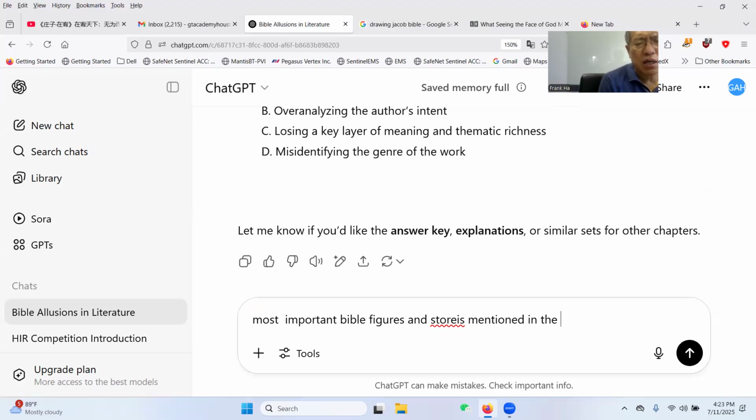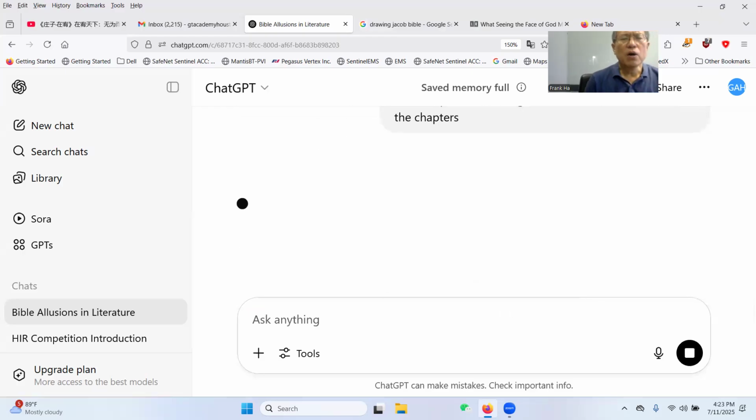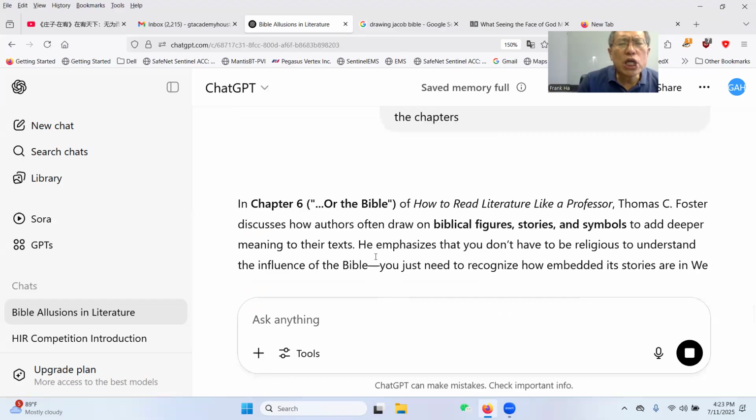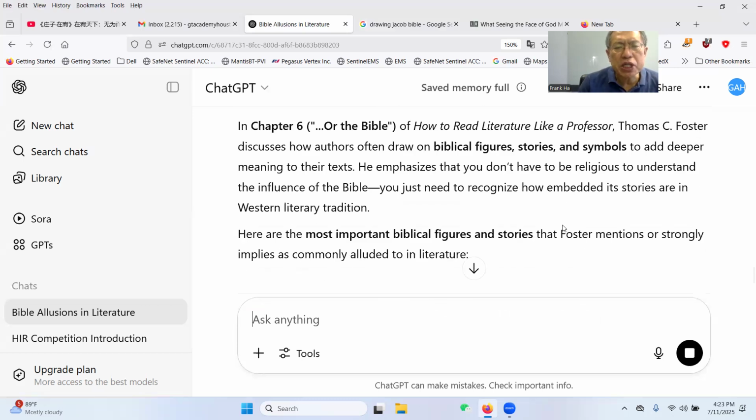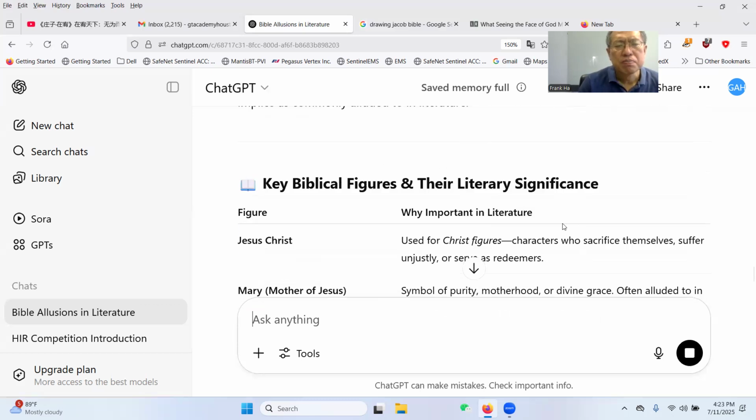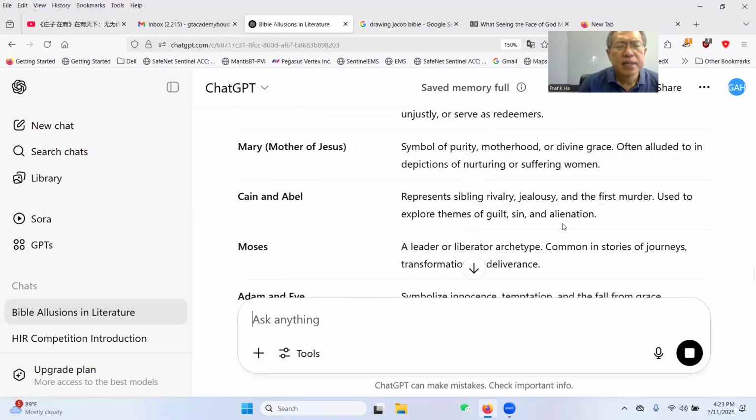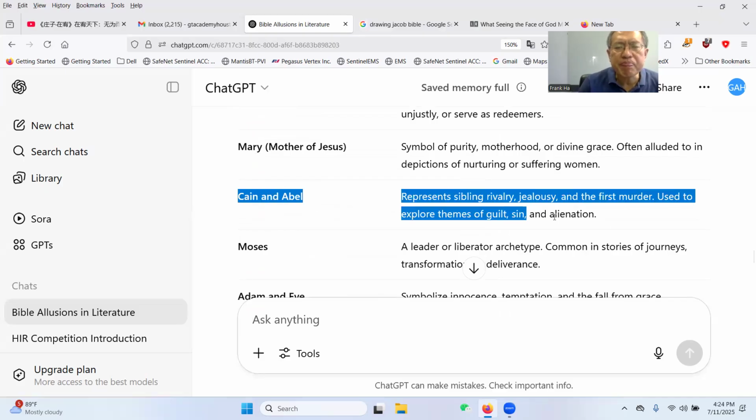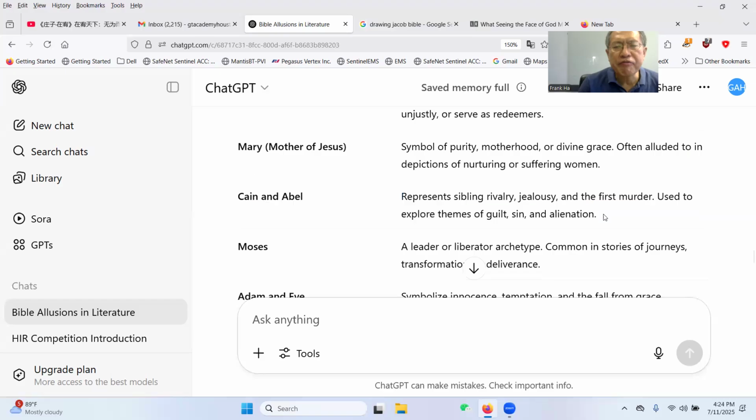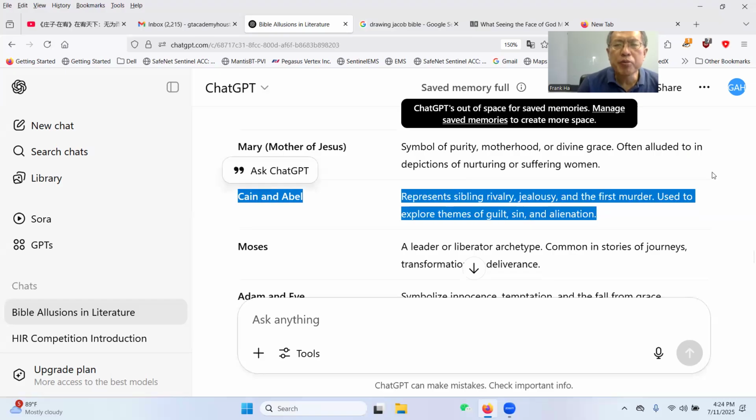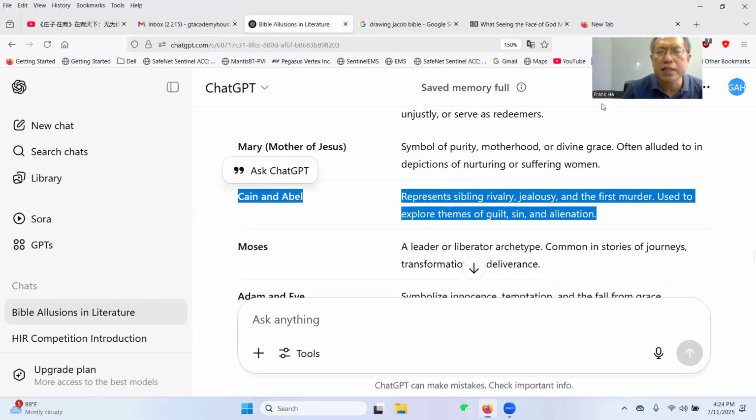Bible mentioned in the chapter. Okay, all these very important figures, stories, symbols in this chapter, you need to understand. Cain and Abel. If you want to study sin, the first murder of the world, crime, you need to understand this one.